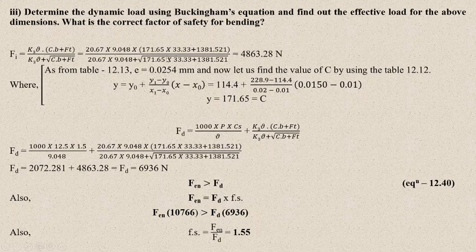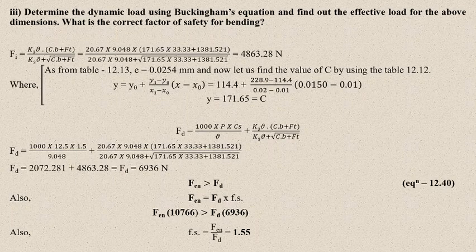Put all the values of all the parameters, that is K3, nu, capital C, B, Ft. Here Ft is the tangential load without using service factor and velocity factor. Now find Fd, that is the summation of Ft and Fi. We will get 6936. Now check whether the calculated design is safe or not.